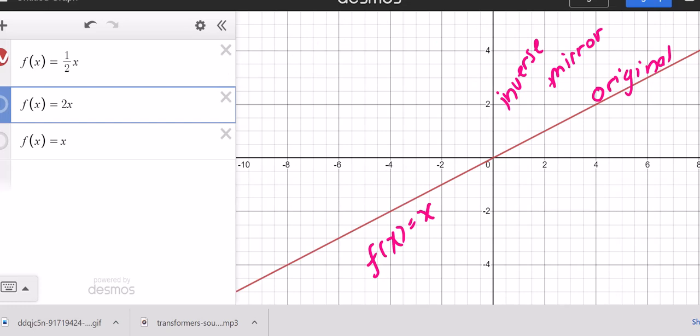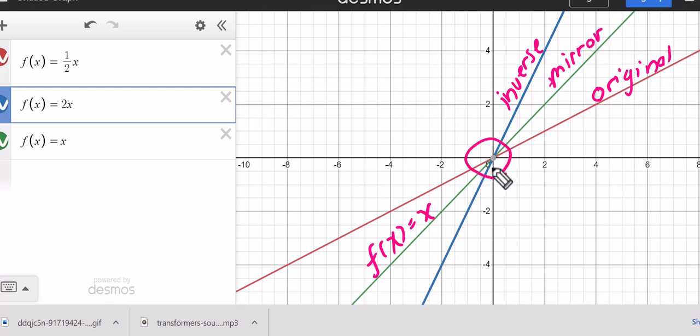So again, here's our original function, 1/2 x. We add in the inverse that we found, 2x. And here's the mirror, f of x equals x. F of x equals x could also be written as y equals x. This is the line, the mirror, that allows us to reflect the original function with the inverse function. And you'll notice that there's symmetry and that they happen to cross at one point.